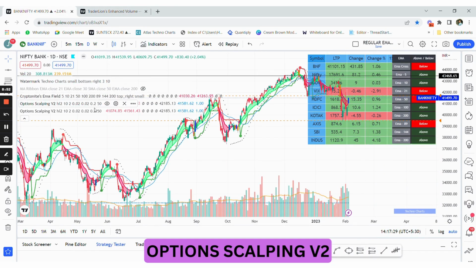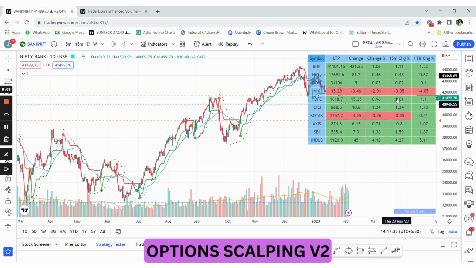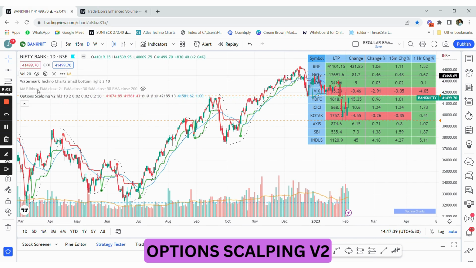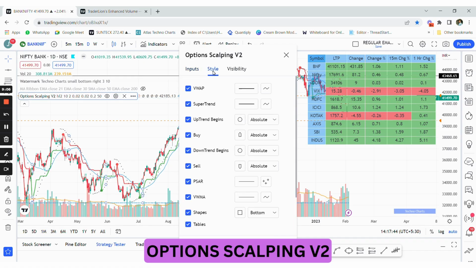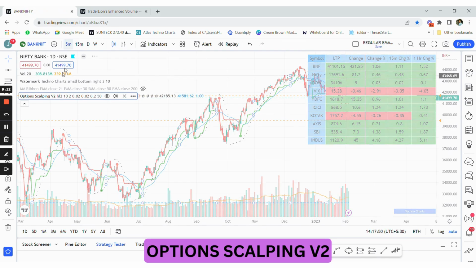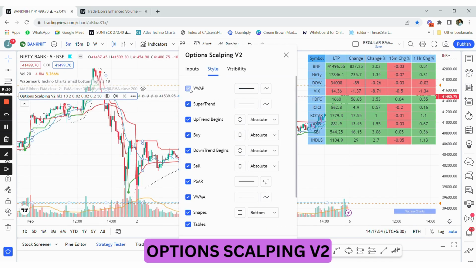Now let me just delete the older indicator here. Yeah. So once I have added the option scalping indicator here, we see there are a lot of lines that are getting plotted. Now go to the settings section here, and firstly you can go to the style. Let's say that you are a Bank Nifty trader and you don't want VWAP on the chart, or if you want VWAP on the chart, you can select and deselect.